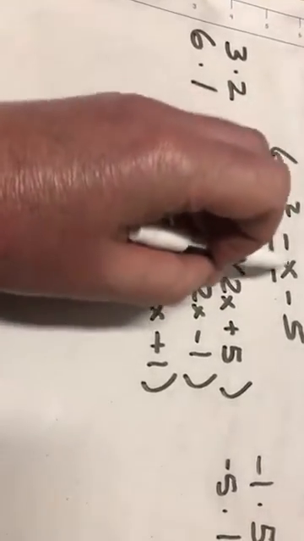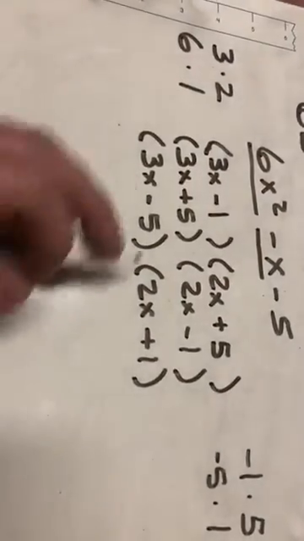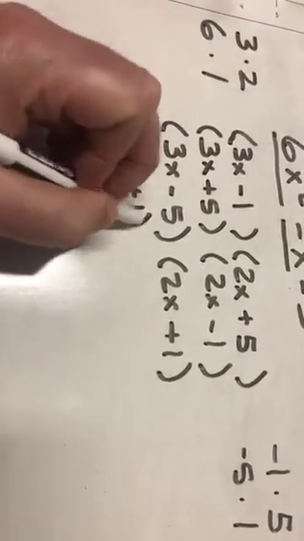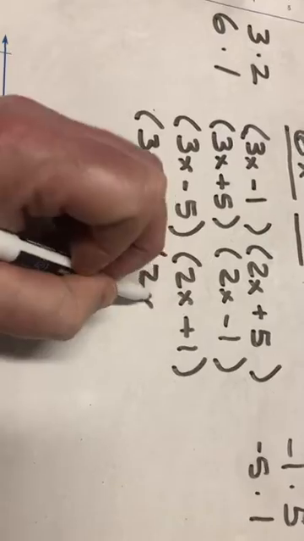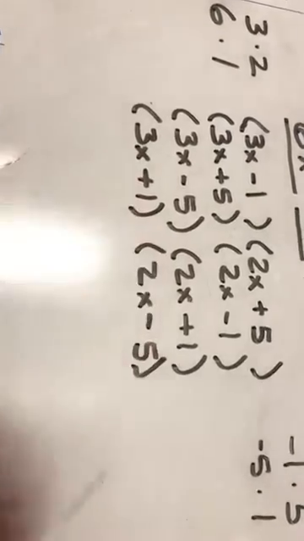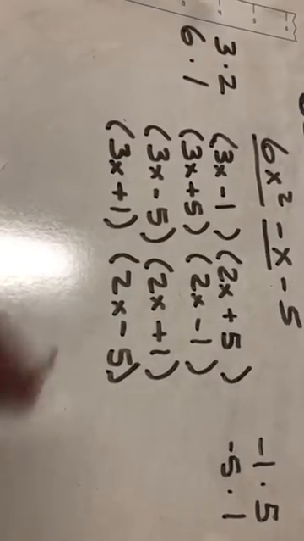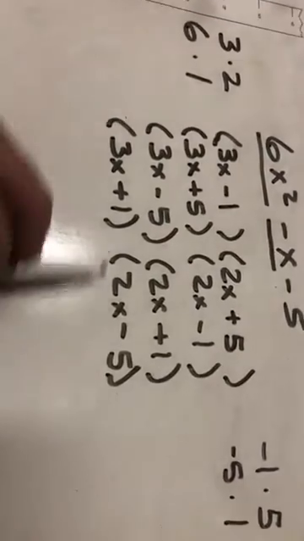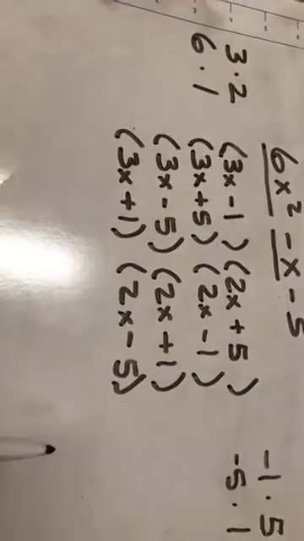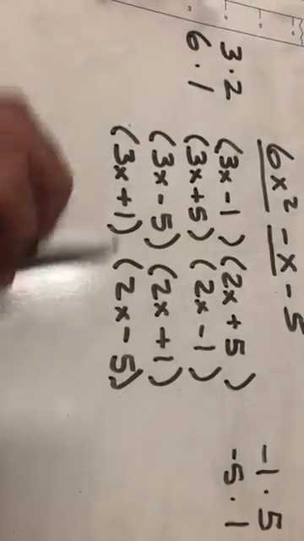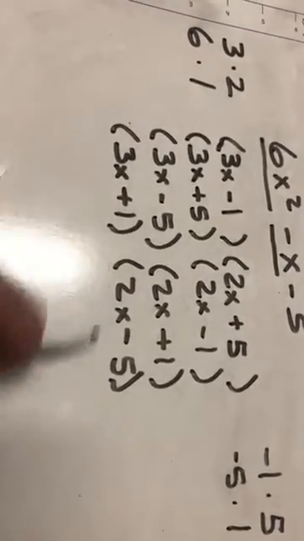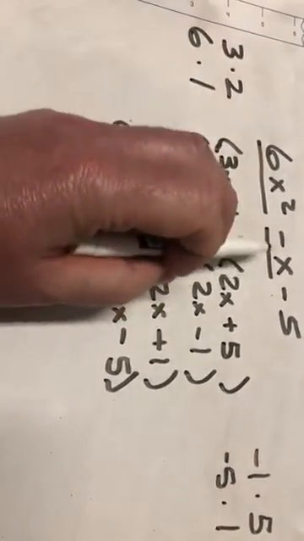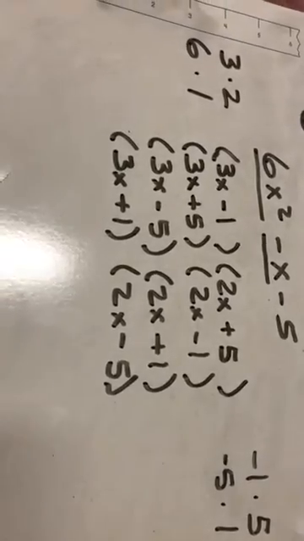I'm after negative 1. That's not going to work, so let's switch their spots. Let's go 3x plus 1, 2x minus 5. Let's see what happens there. 3 times negative 5, negative 15. 1 times 2, positive 2. Negative 15, positive 2 gives me negative 13. I need negative 1. Still not working.